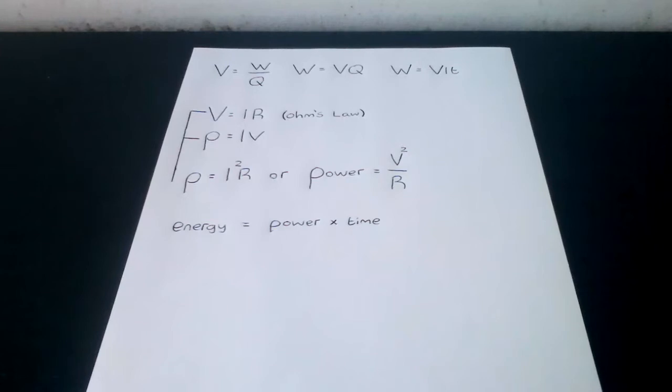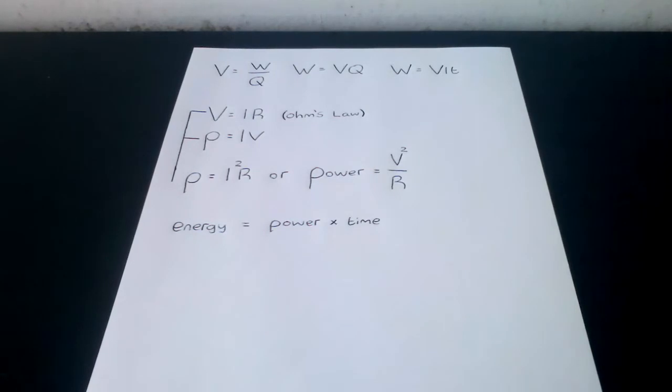The definition of current tells us that Q equals IT, so W equals VIT. Of course, we already know that power equals work over time, which is equal to VIT over time. So power equals VI. We are now going to look at power and resistance equations.